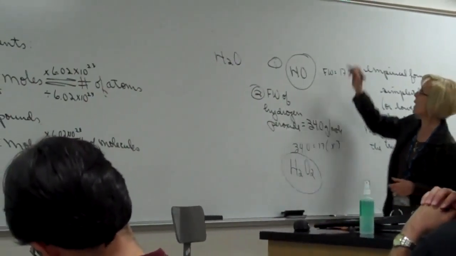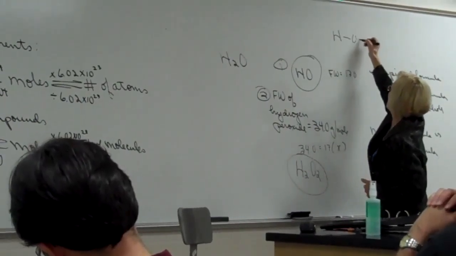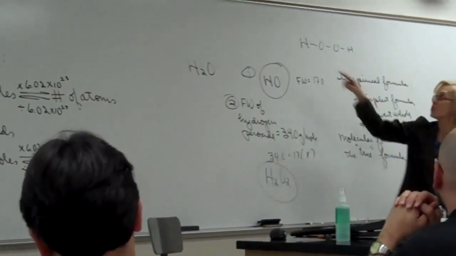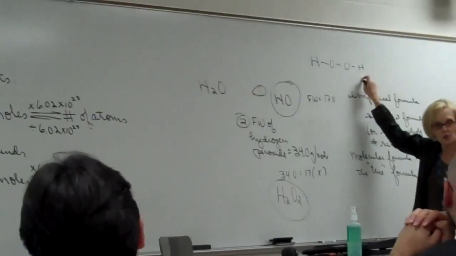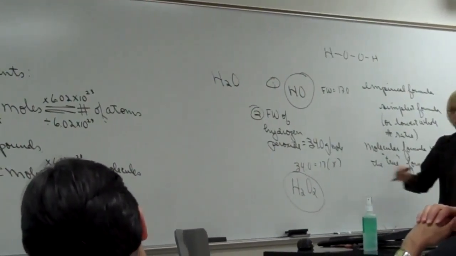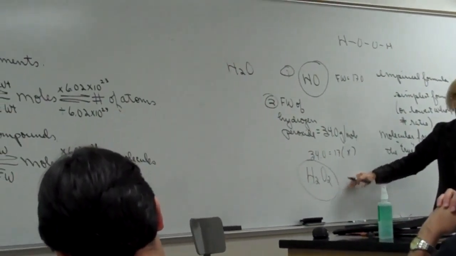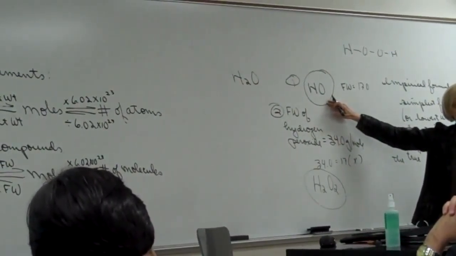If you actually have a molecule of this, the structure goes something like that. An H to an O to an O to an H. That is the true formula. But the lowest whole number ratio is 1 to 1.